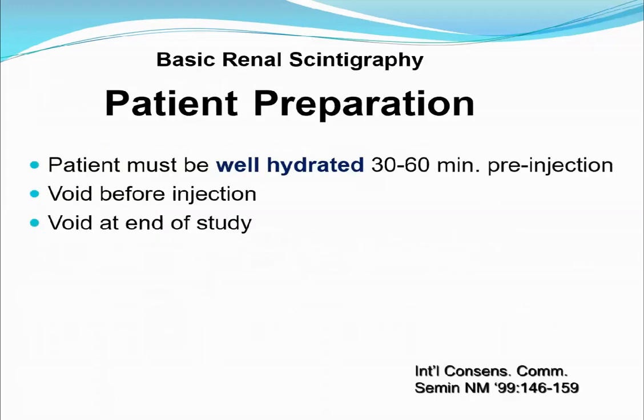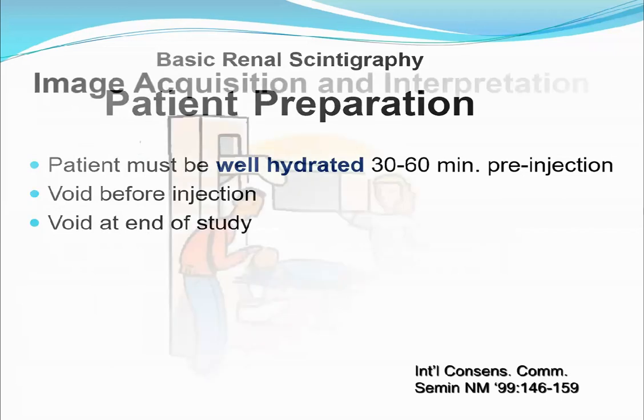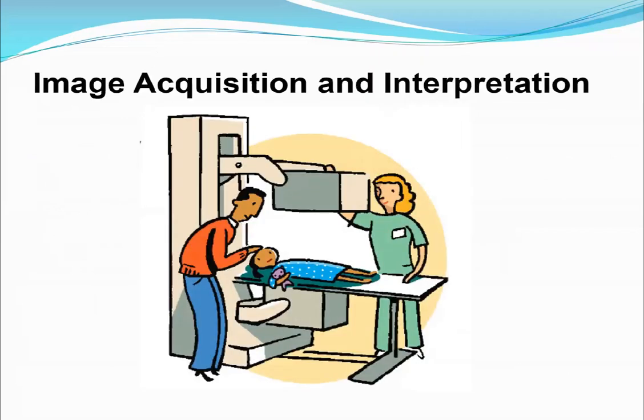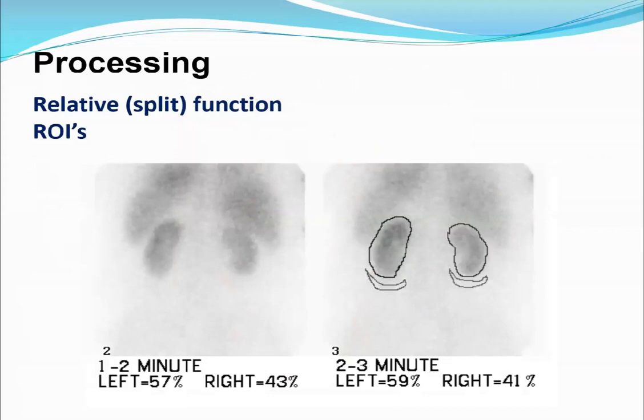As regards patient preparation, the patient must be well hydrated 30 to 60 minutes pre-injection, void before injection, and void at the end of the study. The patient lies supine with the detector beneath both kidneys. We take a region of interest for both kidneys and background for subtraction.